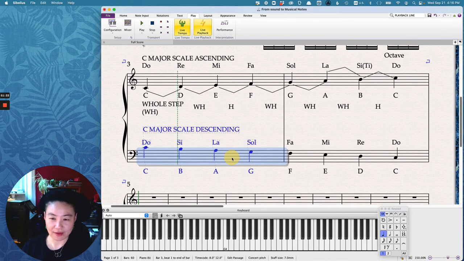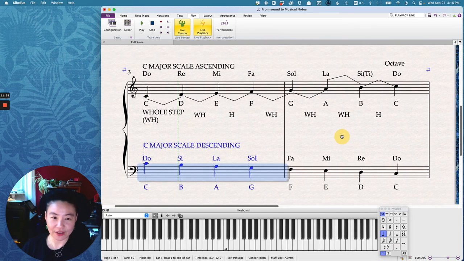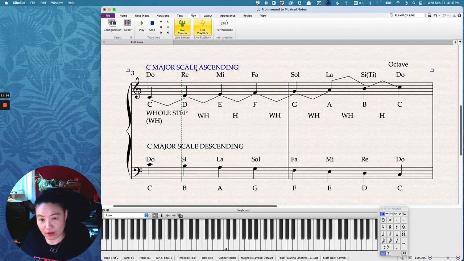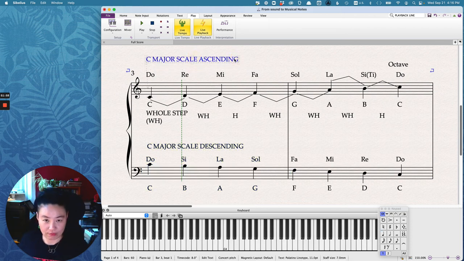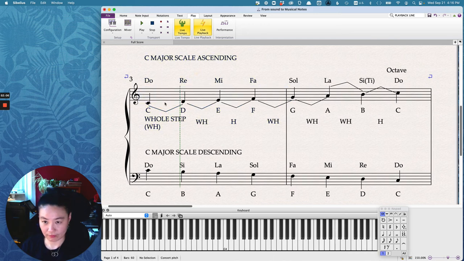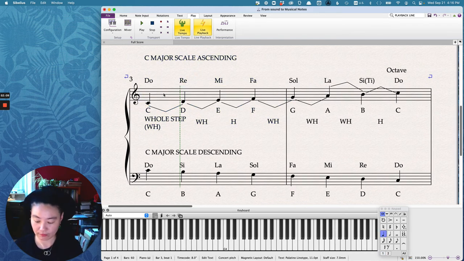So we have an entire scale, the DNA of a C major scale. This is the formula. This is the DNA makeup for all major scales. I want to make sure that you understand this. All major scales.